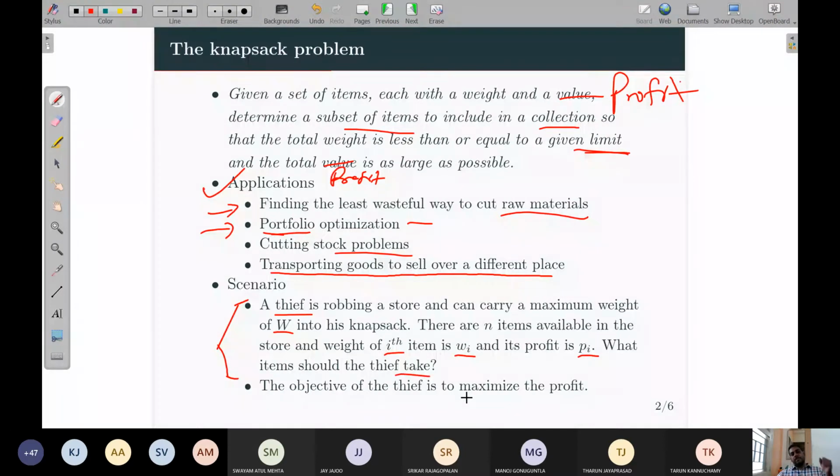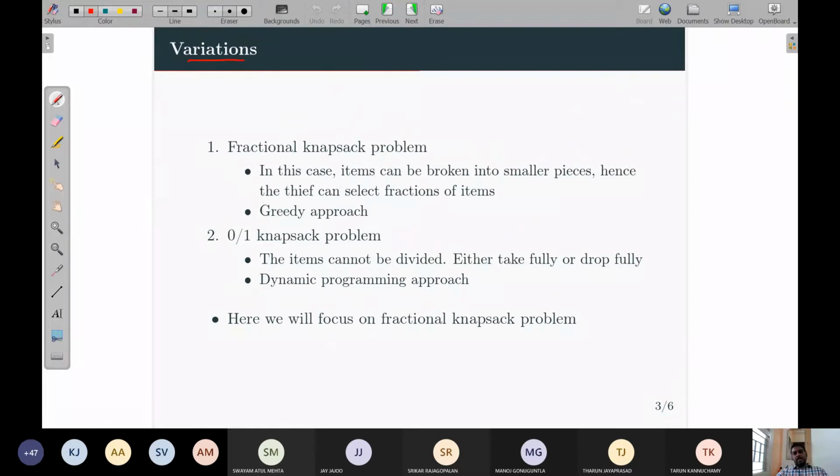The thief can take only up to the capacity of his bag. That is the limitation or constraint that the thief has. But he has to maximize the profit. Anyway, he is in a store and he can rob the store very well, so he should maximize his profit. The objective of the thief is to maximize the profit. All these things we already saw. Then it comes in two variations. That is the fractional knapsack problem. Suppose the thief is in a home appliances store, then he can take a refrigerator fully, or he cannot take it. Or he can take a TV fully. He cannot cut the TV into two pieces and take it.